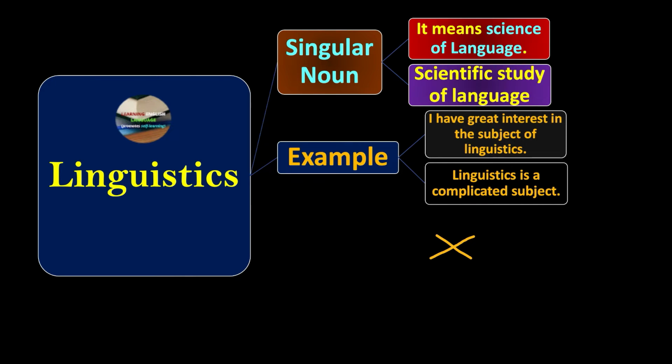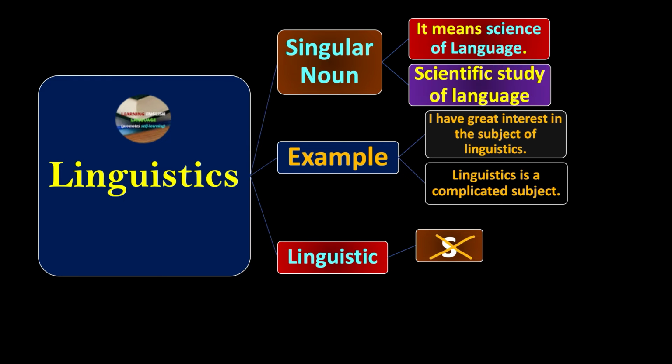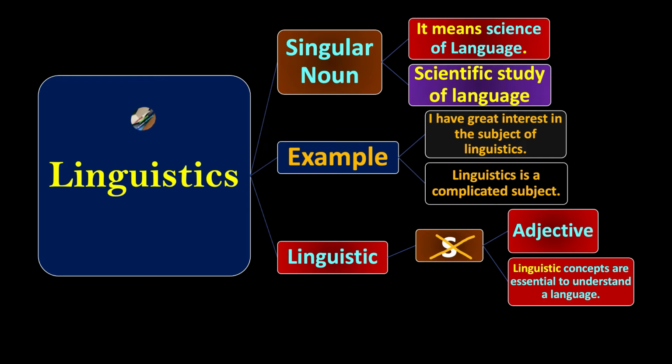We should always pronounce it as linguistics if you refer to it as the name of a subject, not linguistic. That is a different grammatical category. We have the word linguistic. When you say linguistic, it refers to an adjective, without S. So delete S. For example, linguistic concepts are essential to understand a language.